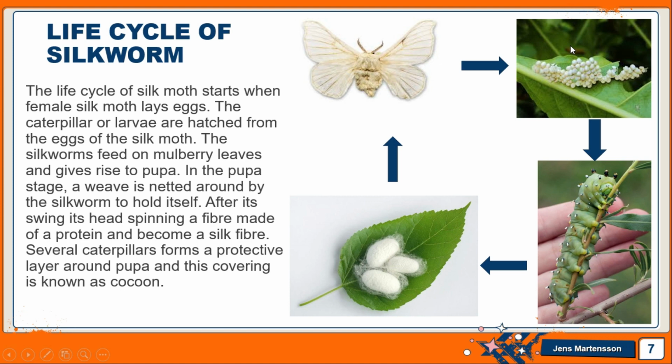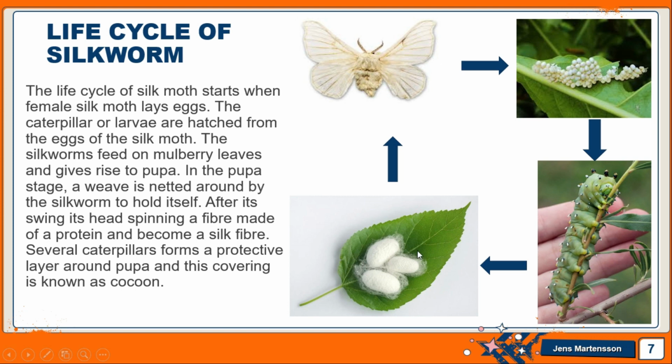After laying eggs, what will happen? These eggs will get hatched, and from these eggs a larva will come out. That larva is called a caterpillar or a silkworm. After this, the next stage of this larva is the pupa stage. In this pupa stage, what will happen? It will weave a net to hold itself. It will swing its head from side to side to form a structure like this.